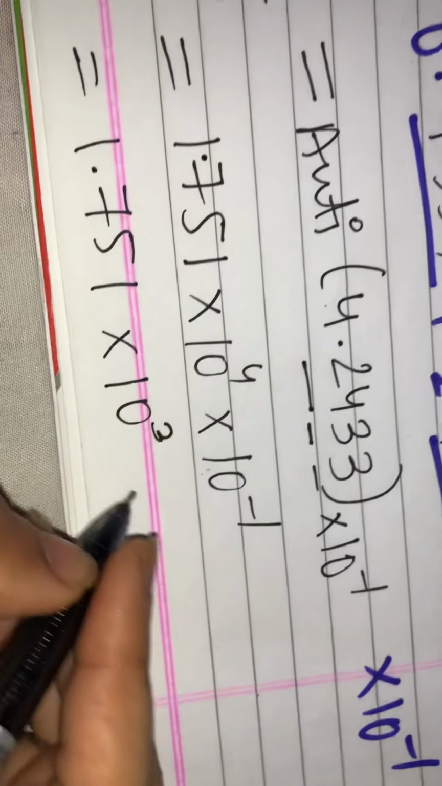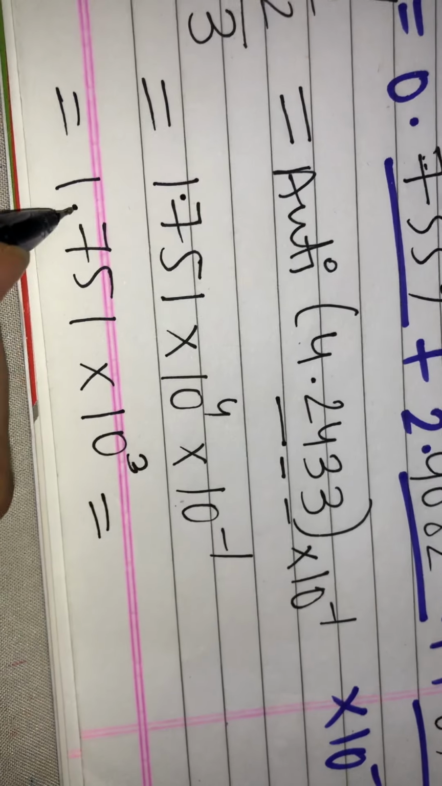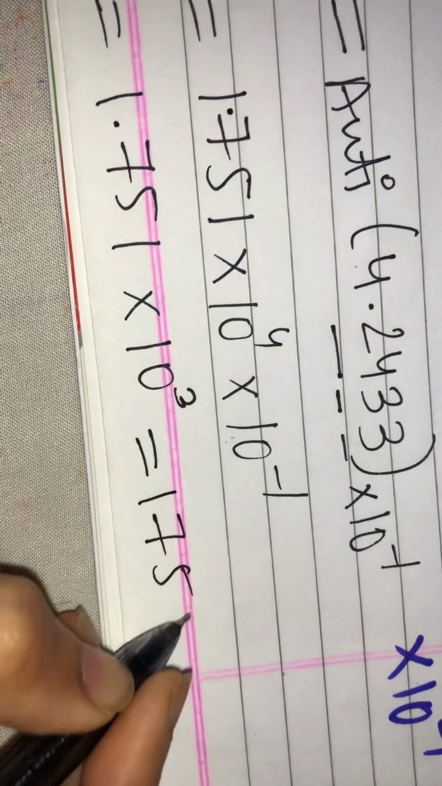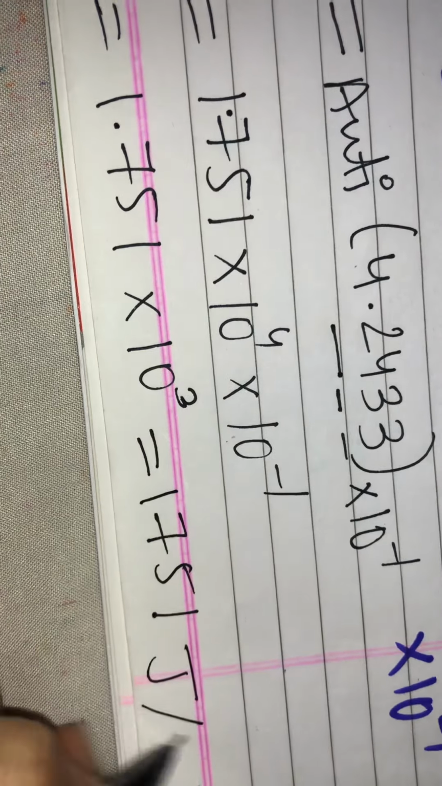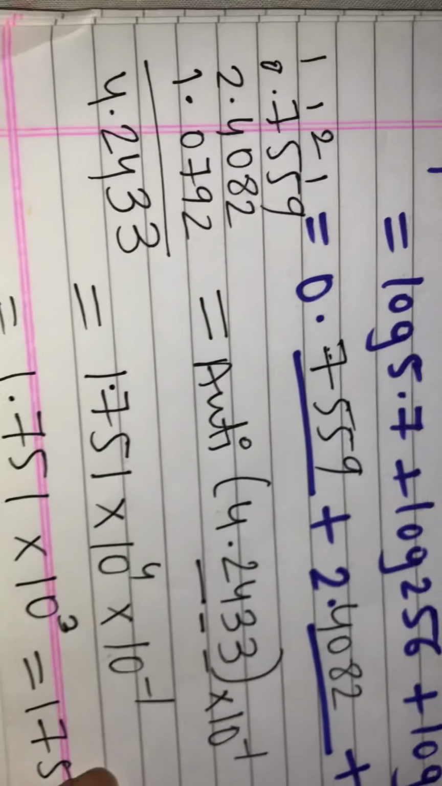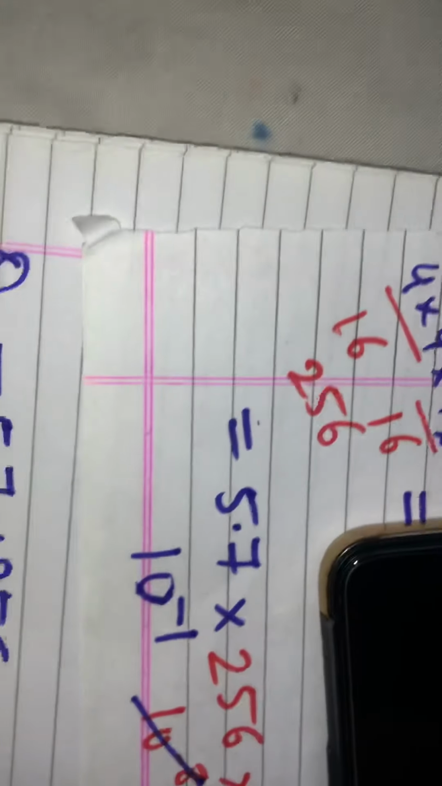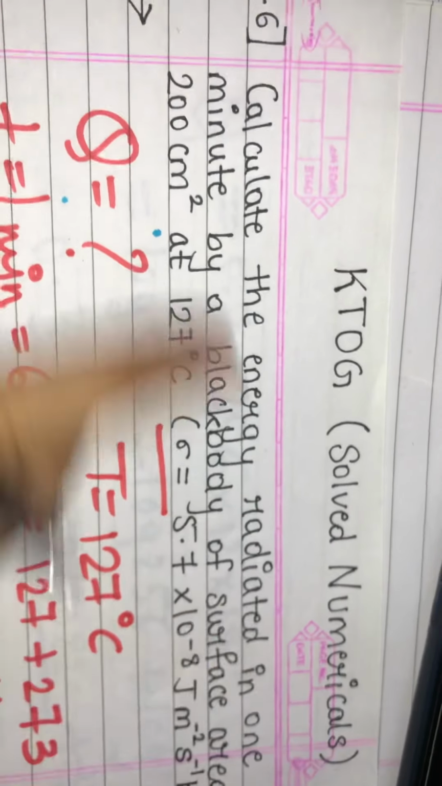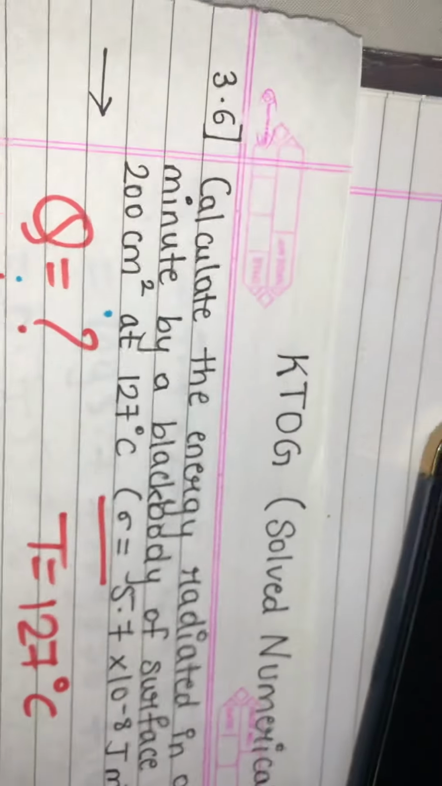Now if we shift the point, it will become 3 digits, 1 2 3. It will become 1751 joule. This is the amount of energy radiated. The question: calculate the energy radiated in 1 minute by a black body. So this is the amount of energy radiated by a black body, that is 1751 joule.